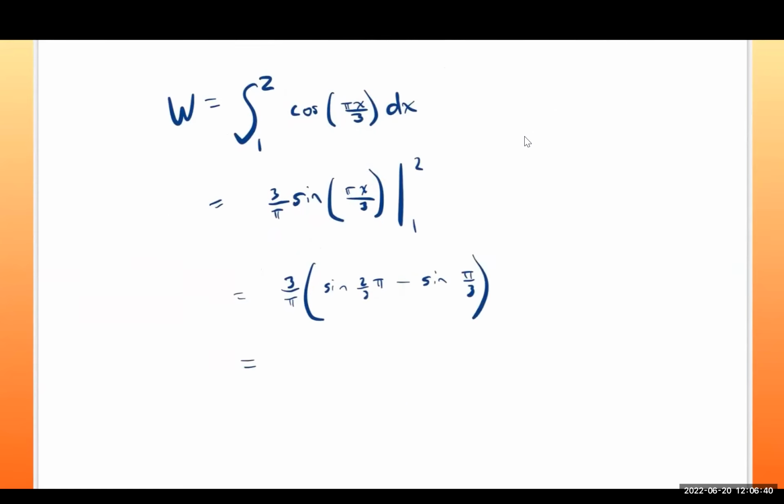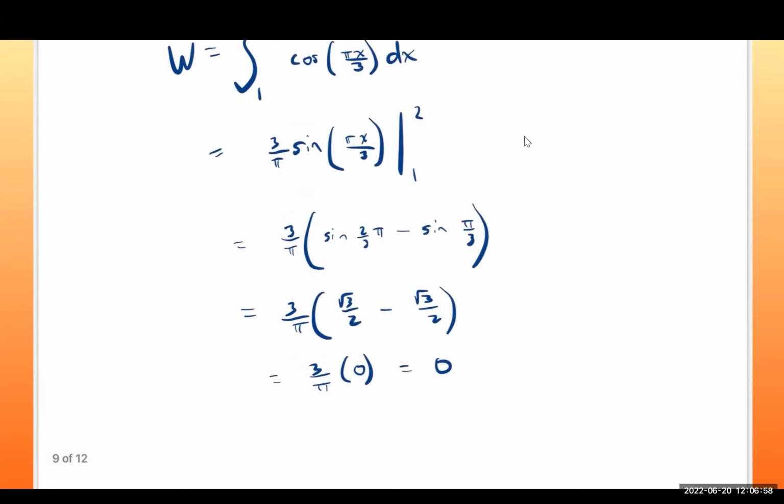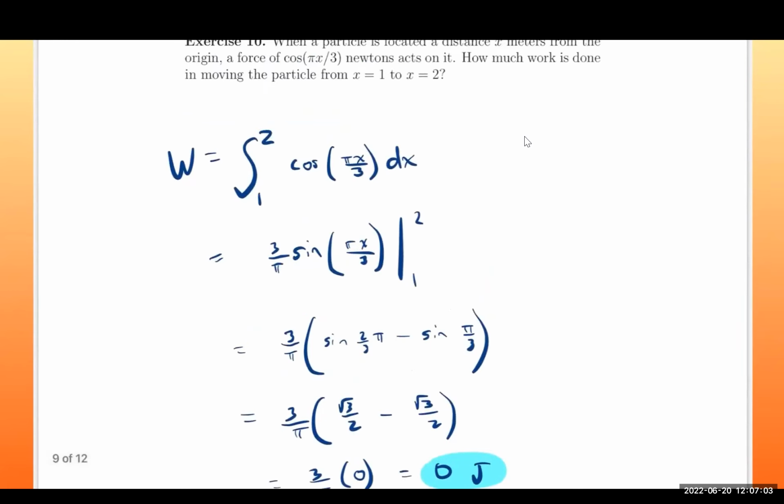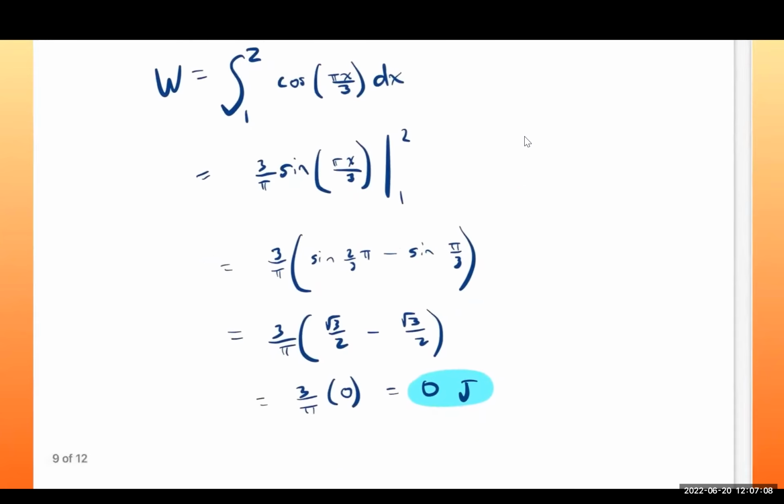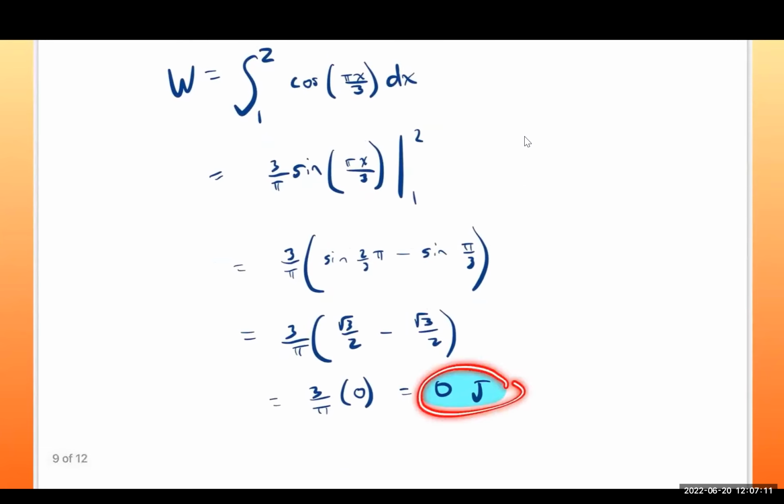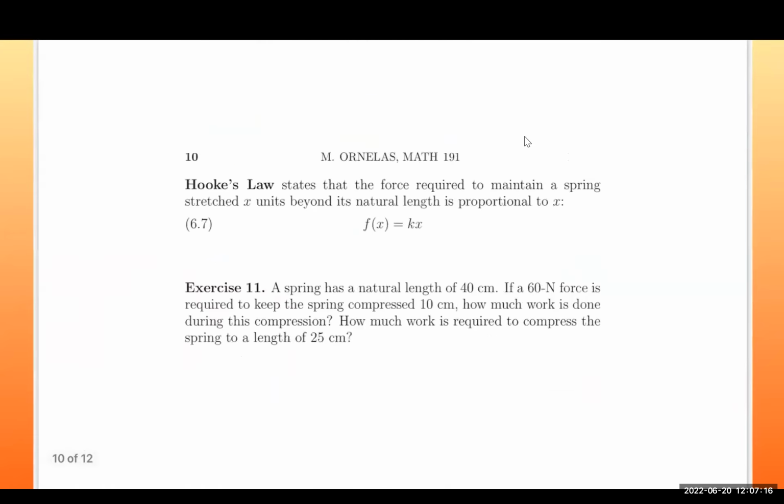If you have your unit circle memorized, you'll see that they're both equal to radical 3 over 2, which makes this 0. So the net work is going to be 0 joules. That just means that there was some positive work and then some negative work, and the net work done was 0 because the positive and the negative amounts of work canceled.